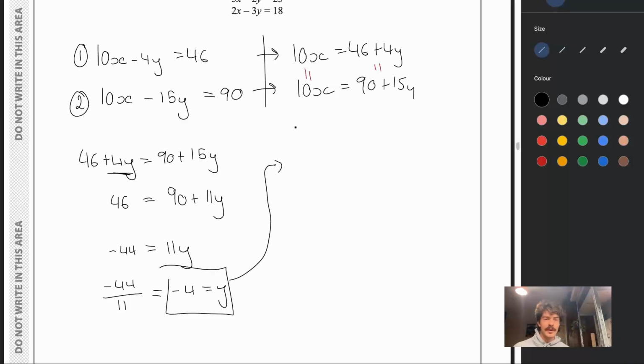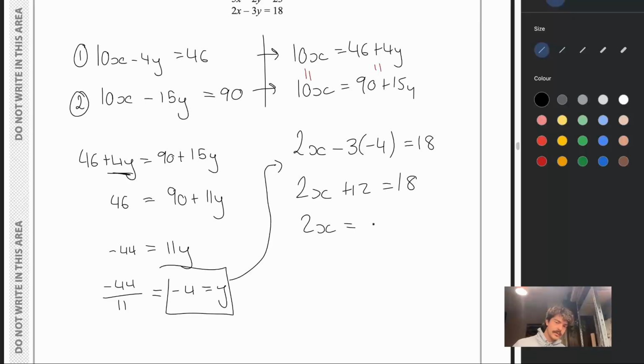We can take this right the way back to the start and see if we can figure out our value of x. We could use either of these equations, but I suggest that we use the second one. Why not? You could check it with the other. If we had 2x minus 3 times minus 4, it's going to equal 18. Excellent. This leaves us with 2x minus 3 times minus 4 gives positive 12 equals 18. Therefore, 2x equals minus 6. No, absolutely wrong there. Positive 6. And x, in fact, equals 3.